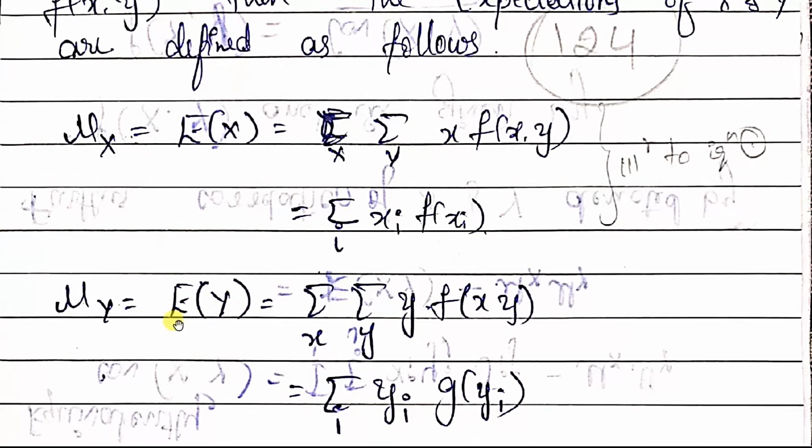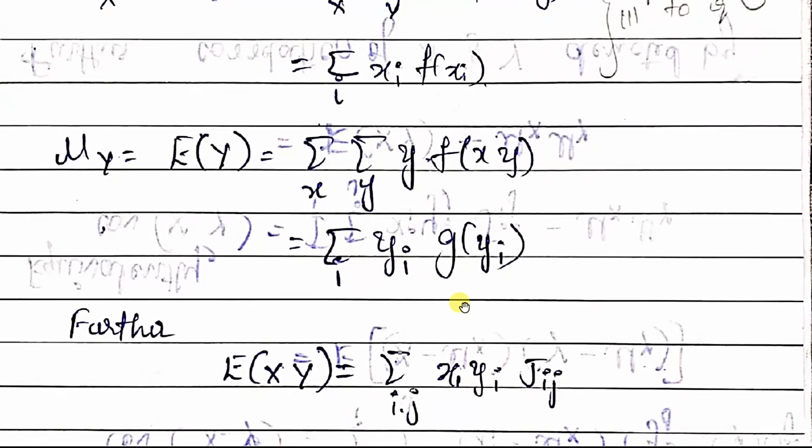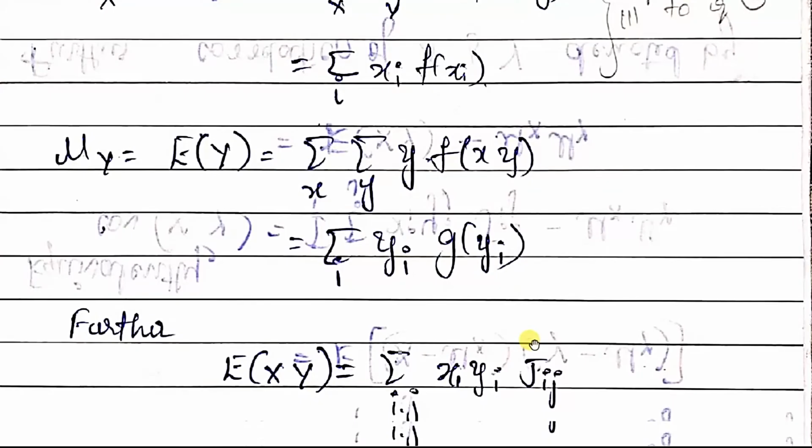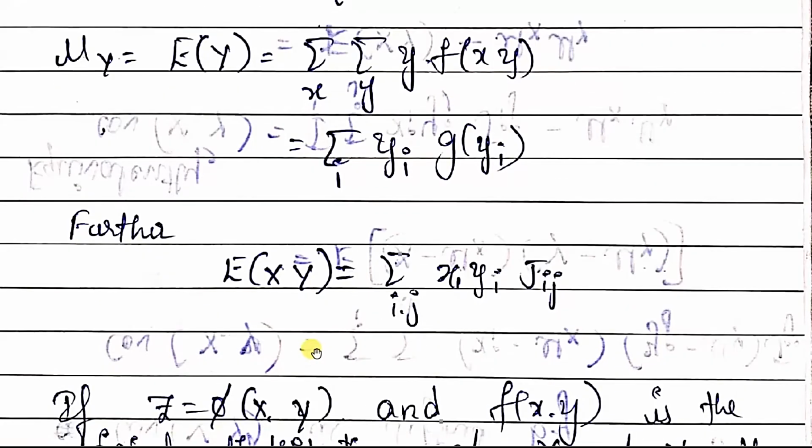For y, for the mean, for the expectation of y, expectations of x and y, right? Okay, expectation of y is y into f of x comma y. Okay, next, so this can be written like this also, it is not a matter, you can understand that.